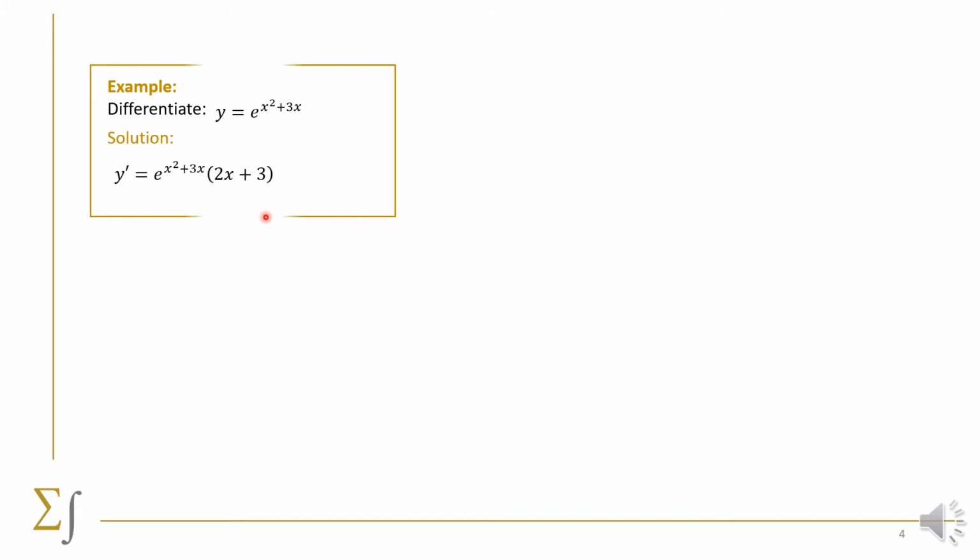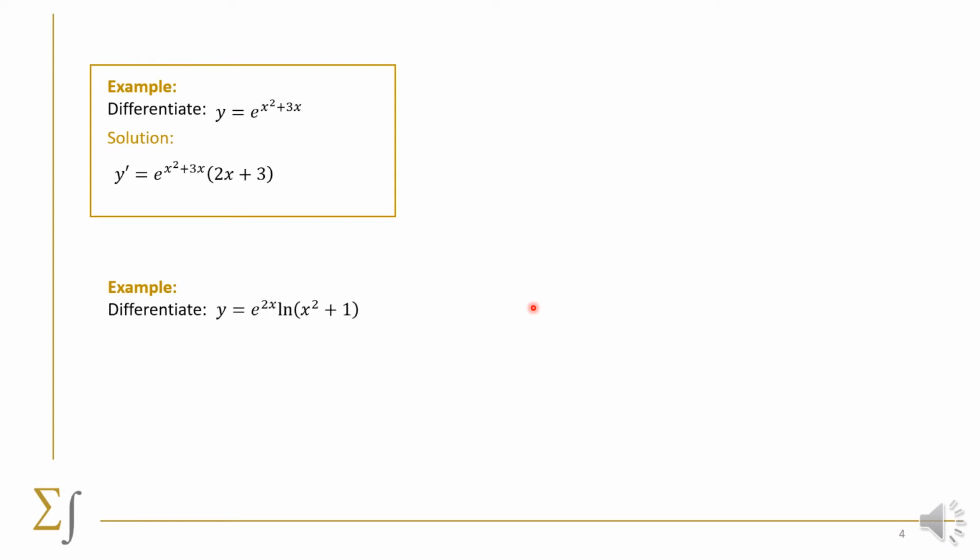Let's see the following examples in the current slide. Differentiate y equals e power x squared plus 3x. We know that the derivative of the exponential function e power u of x, or e power inside, is e power inside multiplied by the derivative of inside. So it's e power x squared plus 3x multiplied by the derivative of x squared plus 3x, which is 2x plus 3.